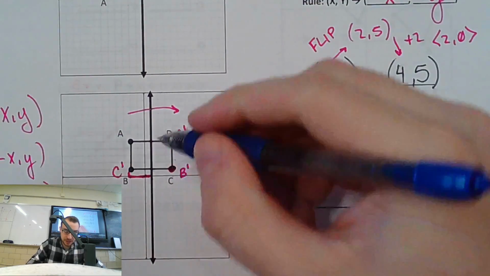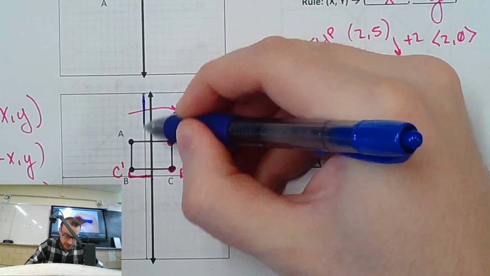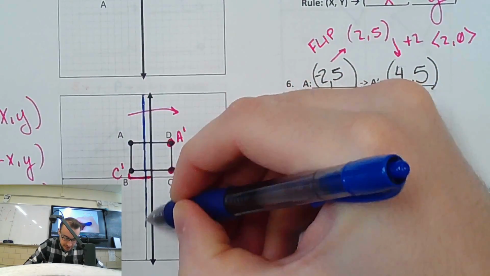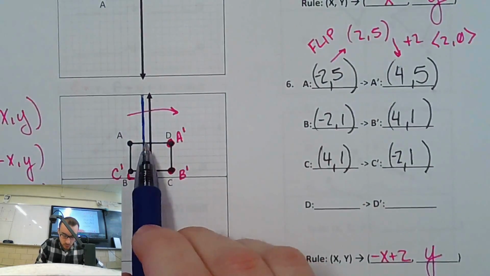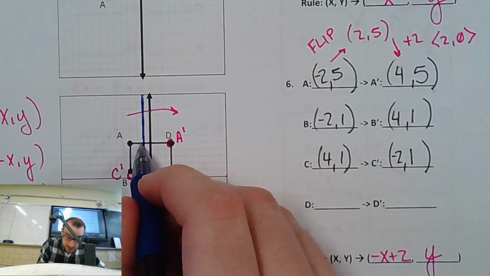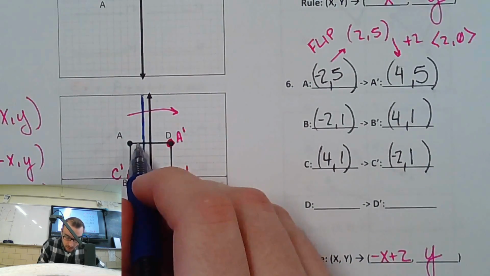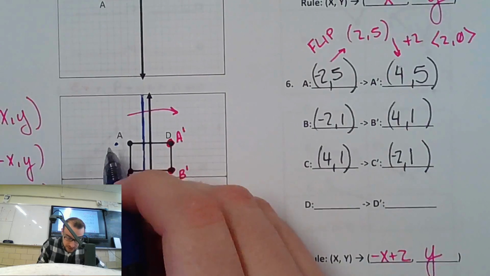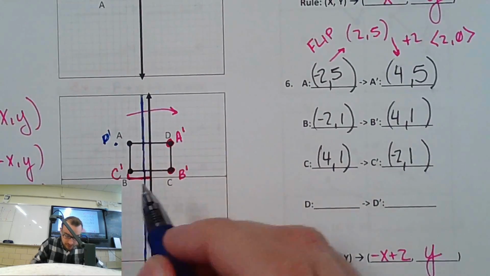If I flip D over the axis, it's 1, 2, 3, 4 away from the axis, right? And if I flip it 4 away from the axis, it ends up over here. Here's 4 in this direction from the axis, 1, 2, 3, 4. So D prime would end up there if I flipped it over the axis.